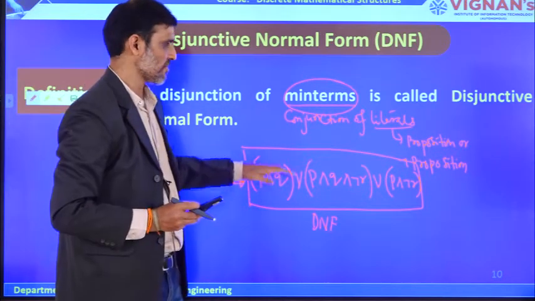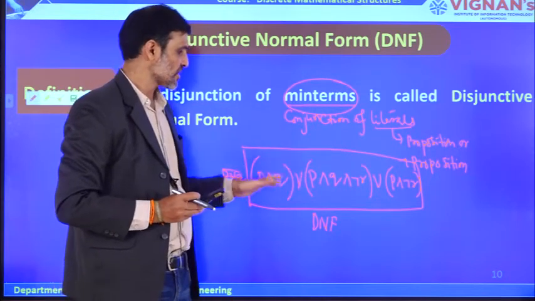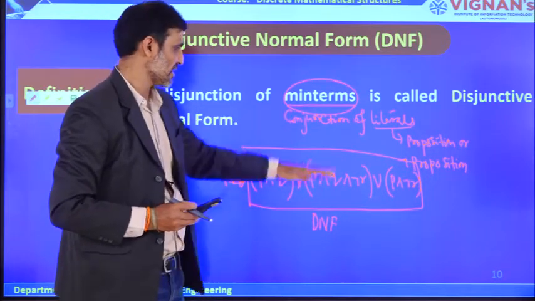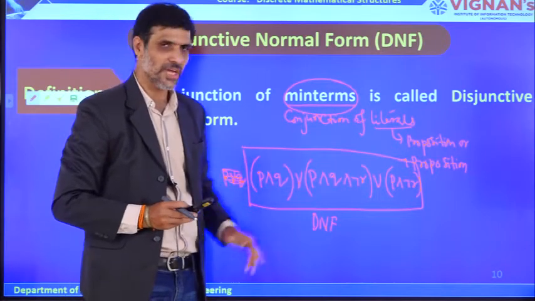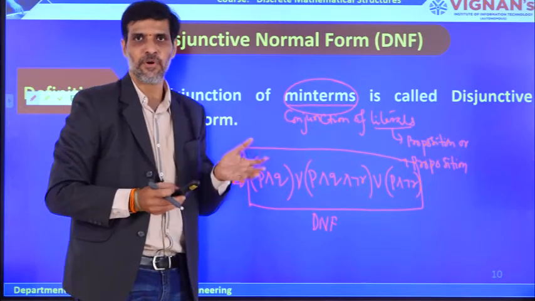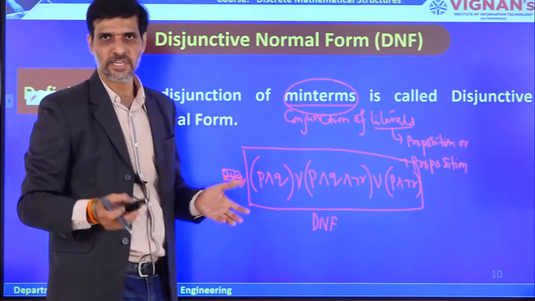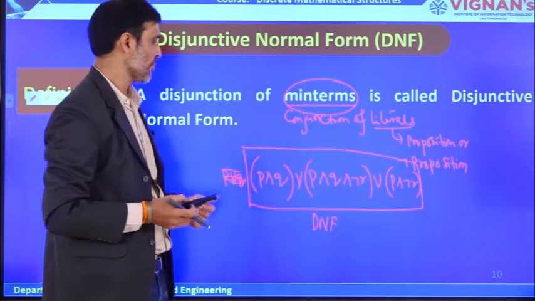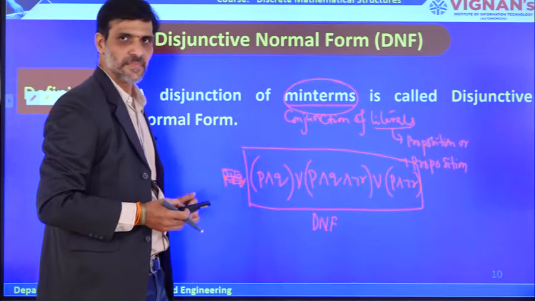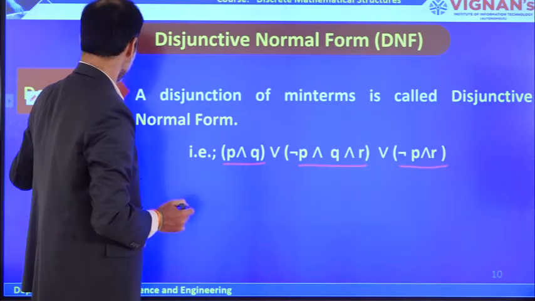So take the minterms of the given propositional variables and then take the disjunction of these minterms. First you have to take the conjunction of the literals and then apply disjunction to that, and you will get a disjunctive normal form. So if any formula or compound proposition is given to you and you want to convert it into a disjunctive normal form, you need to get it in this form.